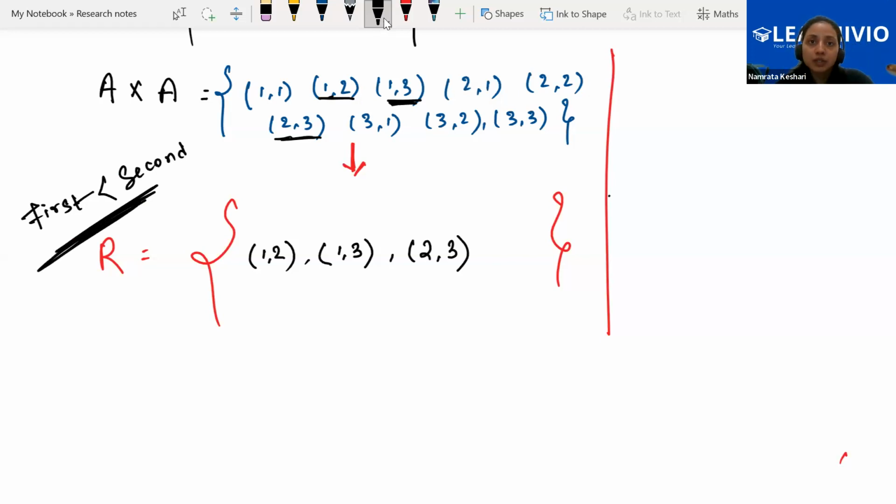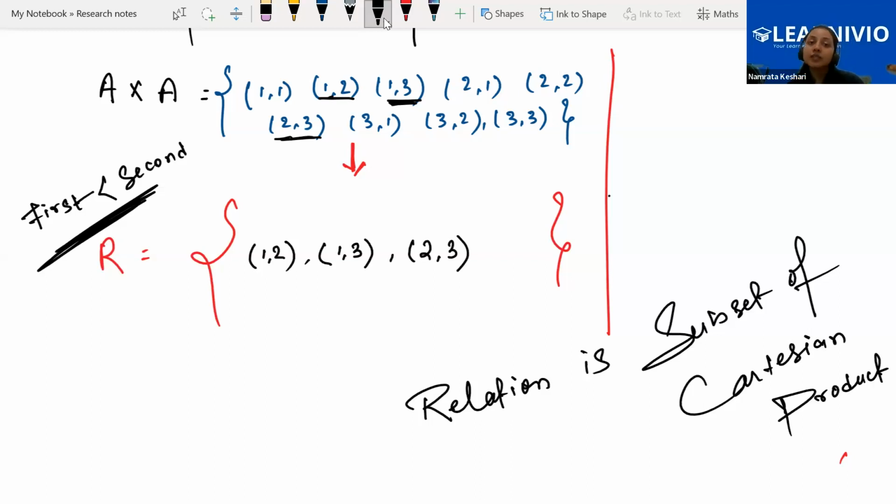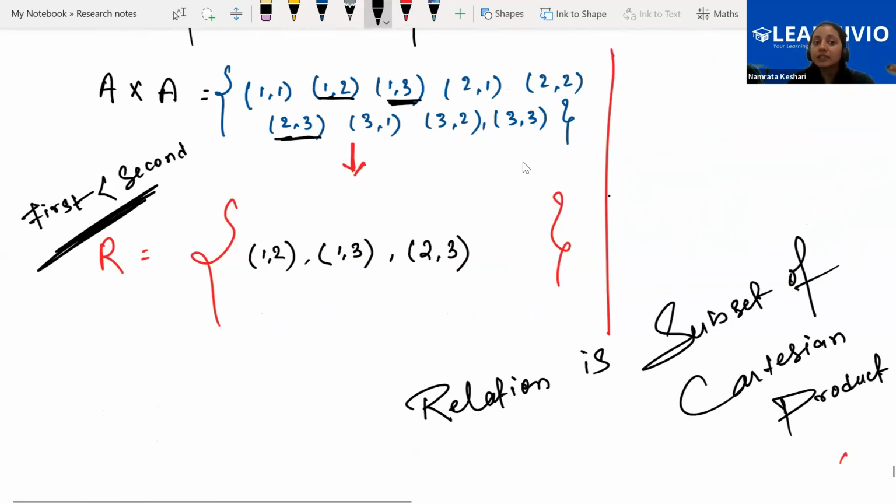From all the possible ordered pairs, we only pick according to the given relation. So that's why we say that a relation is a subset of the Cartesian product. In the Cartesian product, we write all the possible ordered pairs. But when we have a relation, we have to be careful about the way it is mentioned, that x has to be less than y. We have taken accordingly x less than y, first element less than the second one, and that's how we have picked only 3 ordered pairs.